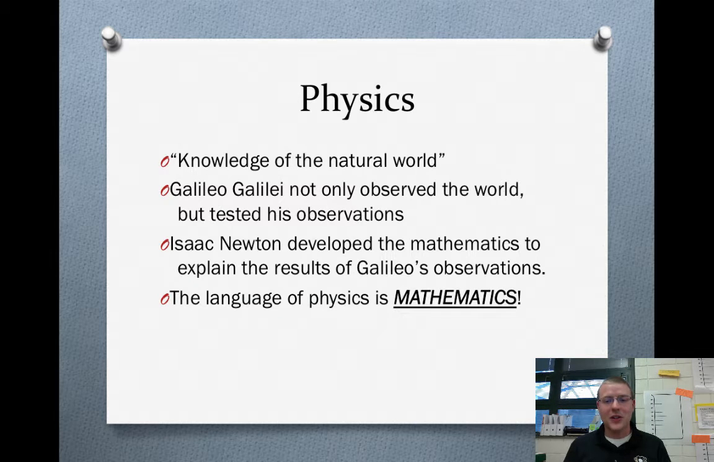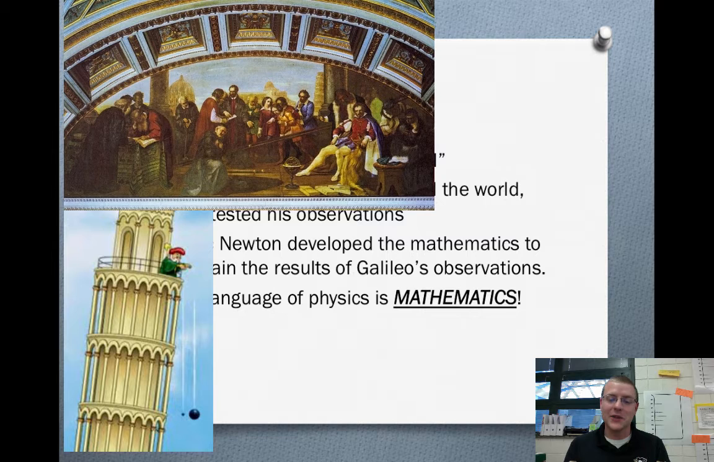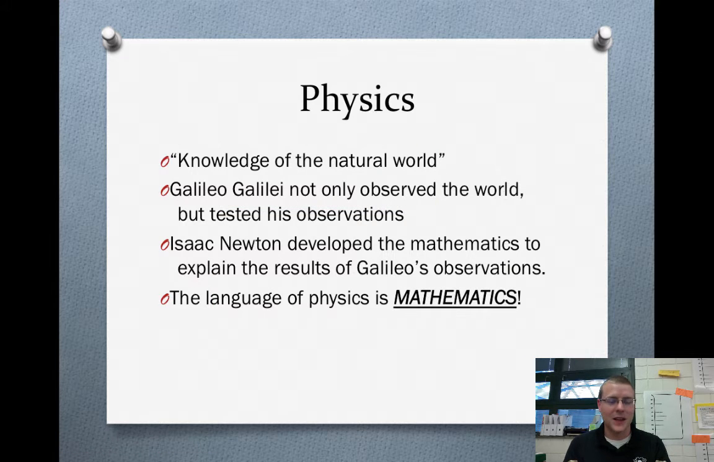Newton came along and used all of Galileo's observations and all his results from his experiments, and there was not enough math at the time to explain his observations. So Newton developed calculus to explain all the observations that he saw. So the language of physics is mathematics. If you don't have math and you're not good at math, well, you better get better at it, because that is how we do physics.